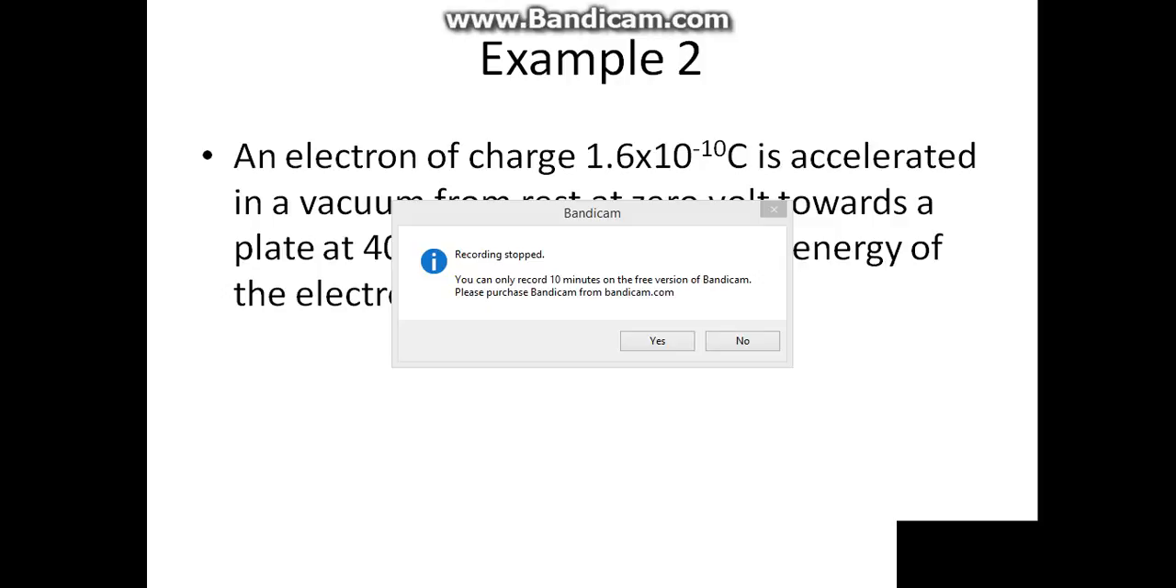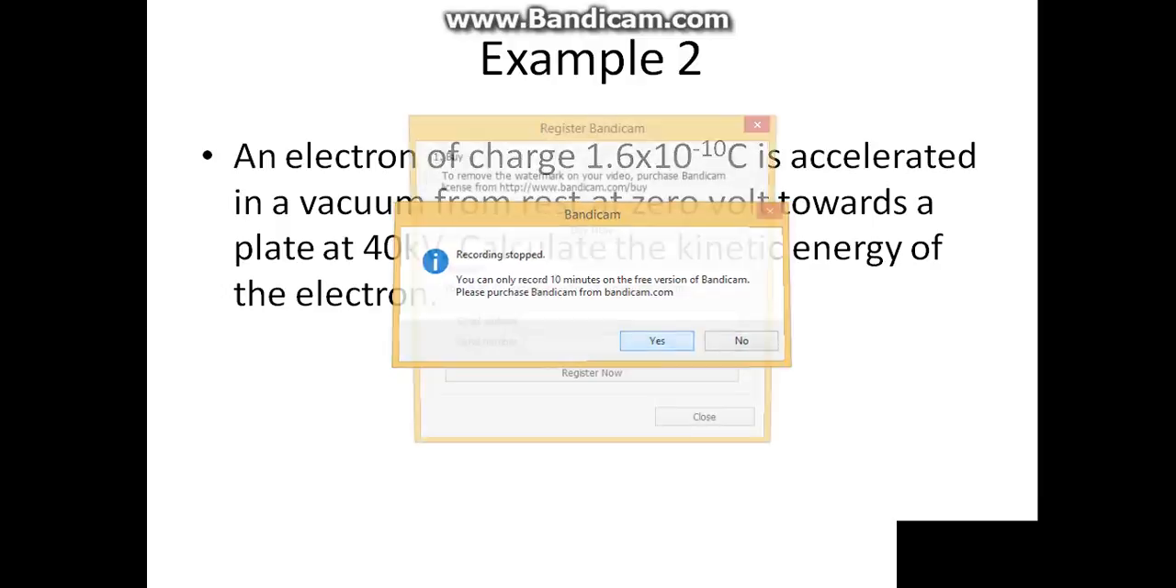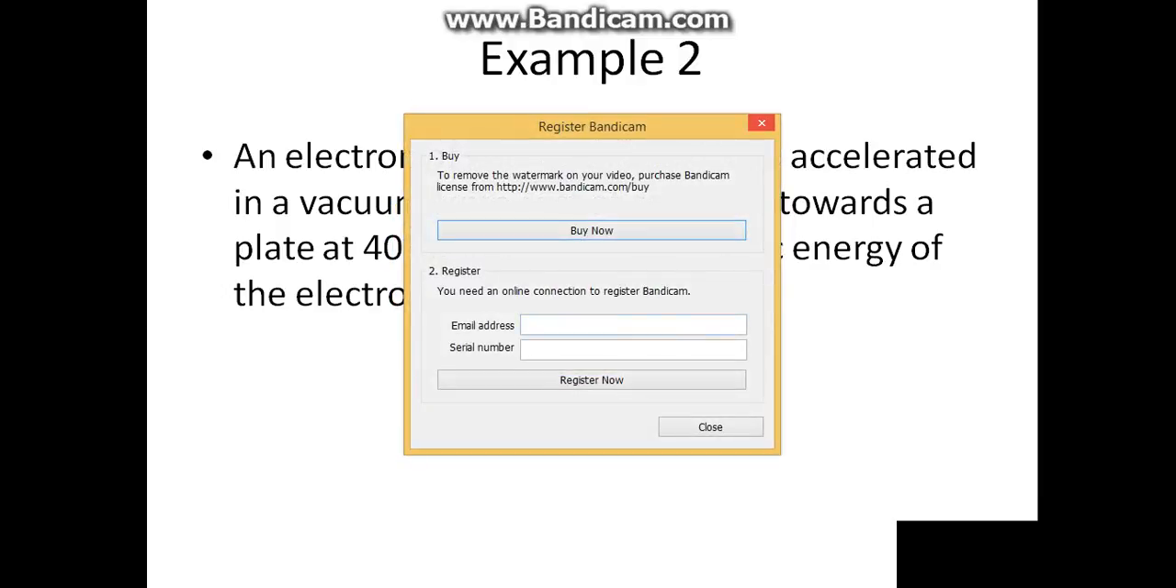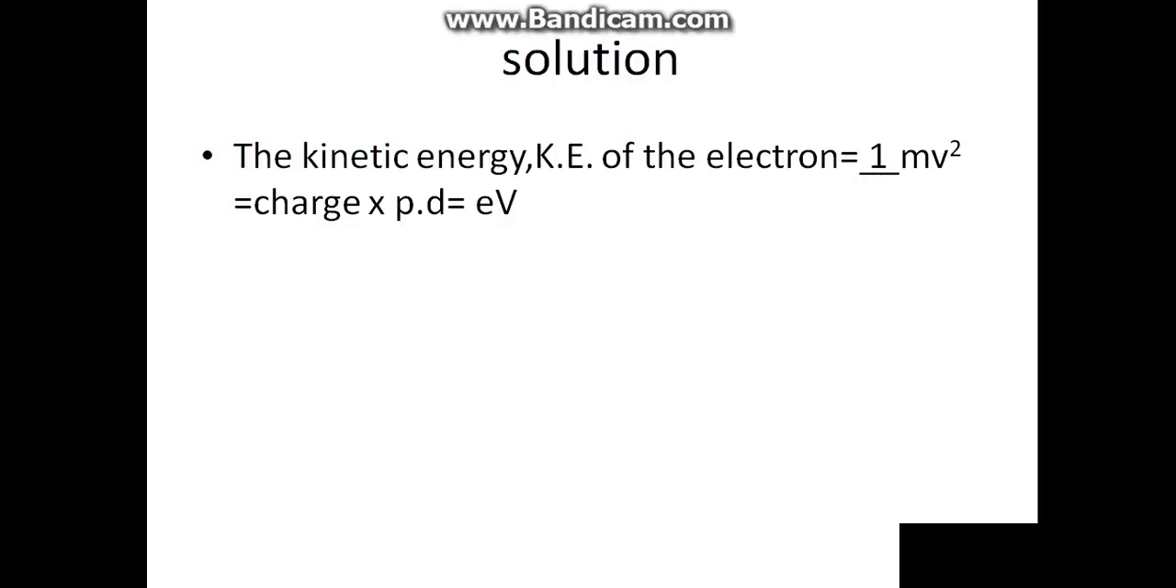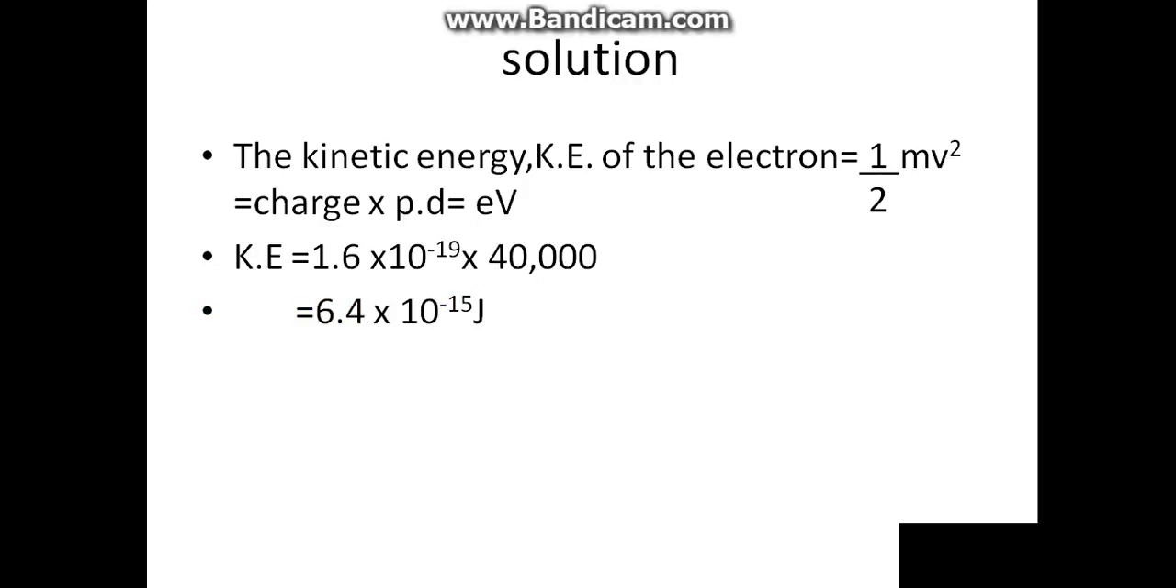Calculate the kinetic energy of the electron. Solution. The kinetic energy KE of the electron is equal to 1/2 mv squared, which is equal to charge times potential difference, which is equal to eV. KE is equal to 1.6 times 10 raised to the power minus 19 times 40,000, which will give us 6.4 times 10 raised to the power minus 15 joules.